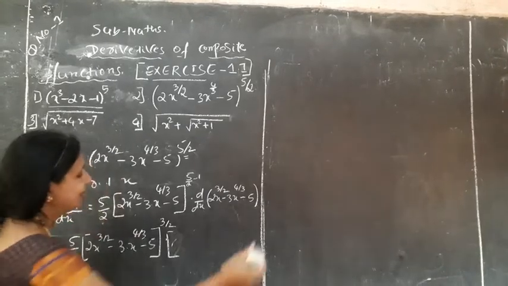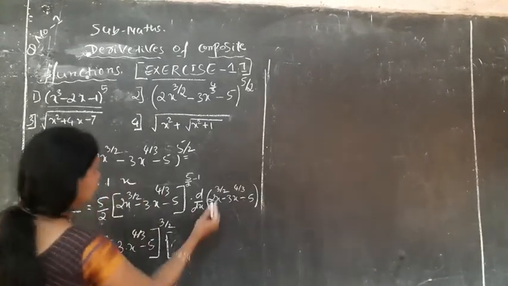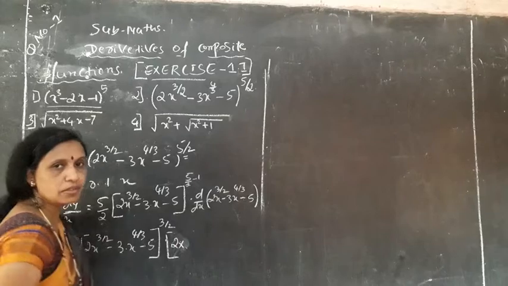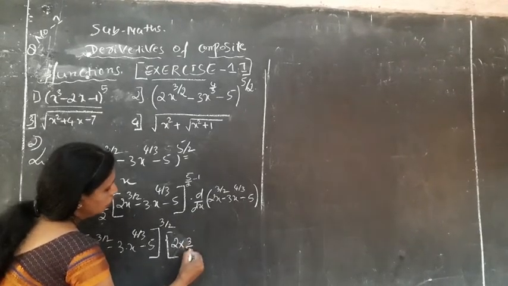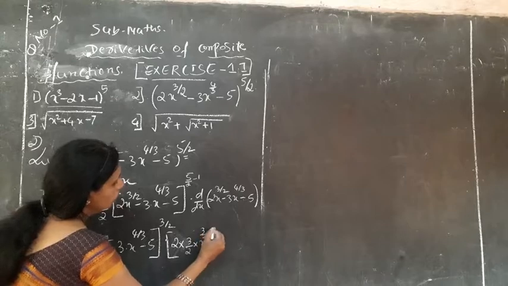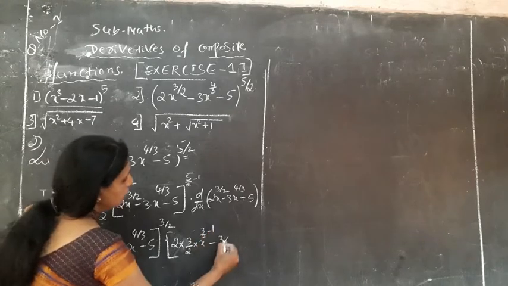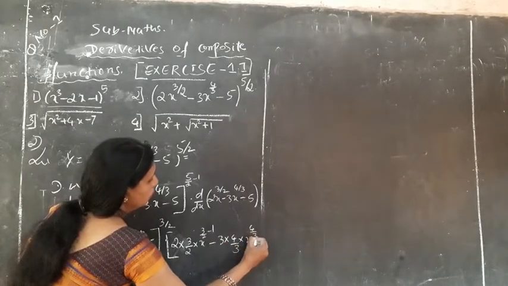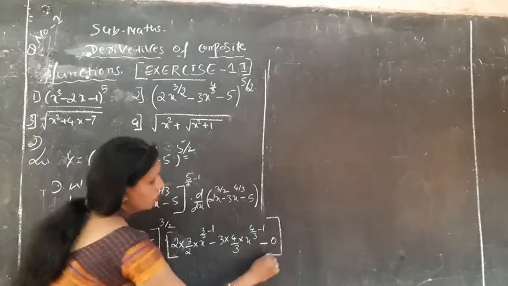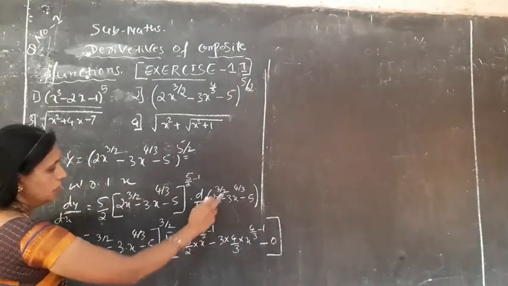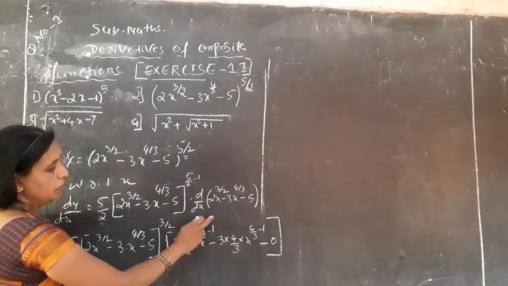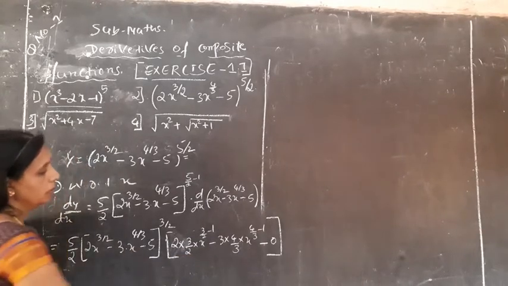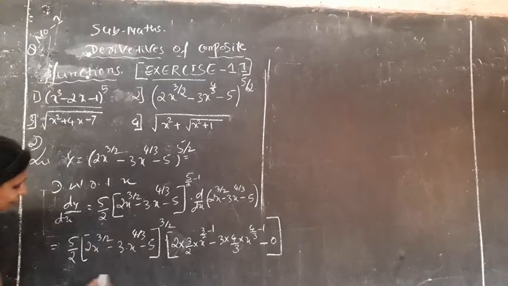See here, the differentiation of the next term is: 2 is a constant term. Differentiation of x raised to 3 upon 2, n equal to 3 upon 2, x raised to 3 upon 2 minus 1. Next minus 3, the n equal to 4 upon 3 into x raised to 4 upon 3 minus 1, and differentiation of constant term is 0. See here, 2 is a constant term, n equal to 3 upon 2, x raised to n minus 1. 3 is a constant term, x raised to 4 upon 3 minus 1, and the differentiation of constant term is 0.